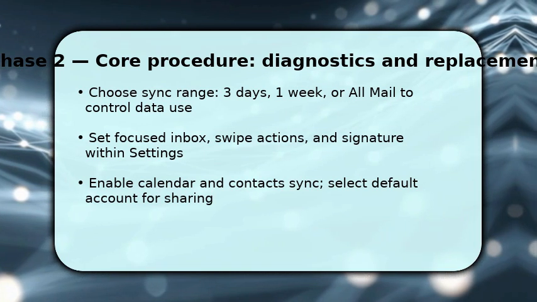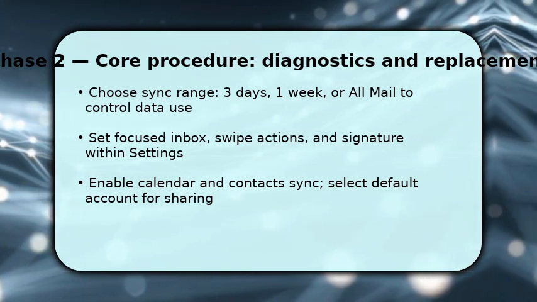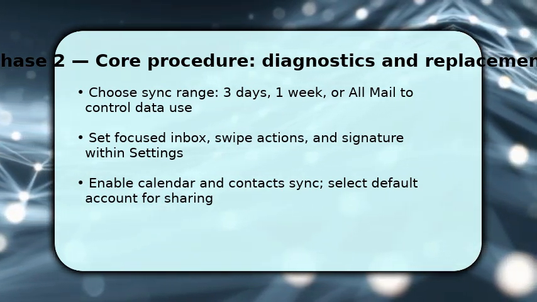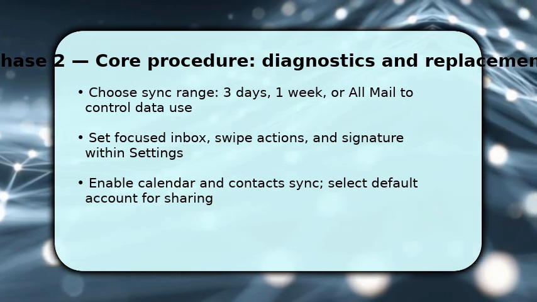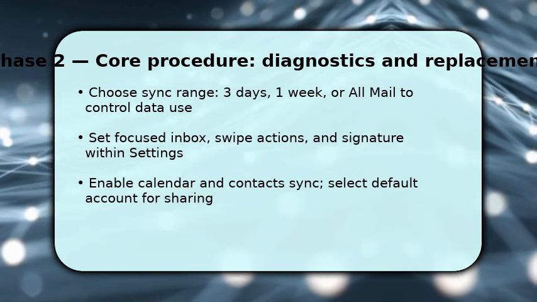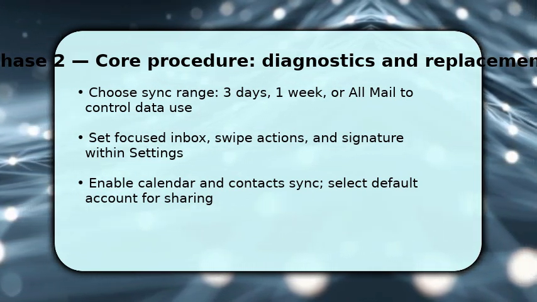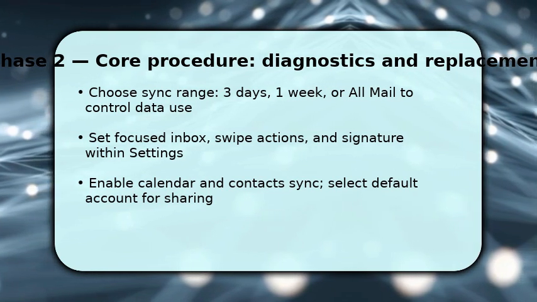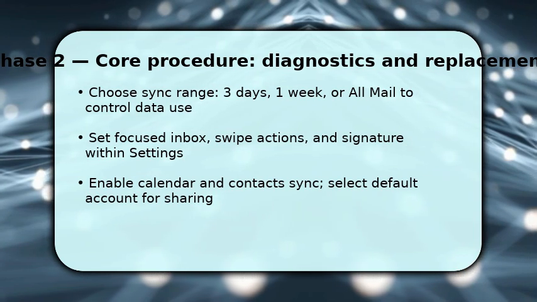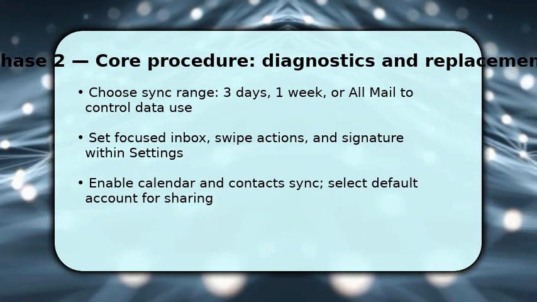Choose a sync range, 3 days for light data use, all mail when you need full history, because that affects downloads and storage. Then set focused inbox, swipe actions, and a quick signature so triage is fast. Make sure calendar and contacts sync are enabled to integrate meetings and attendees, and select Outlook as your default mail app when prompted. Finish by testing.